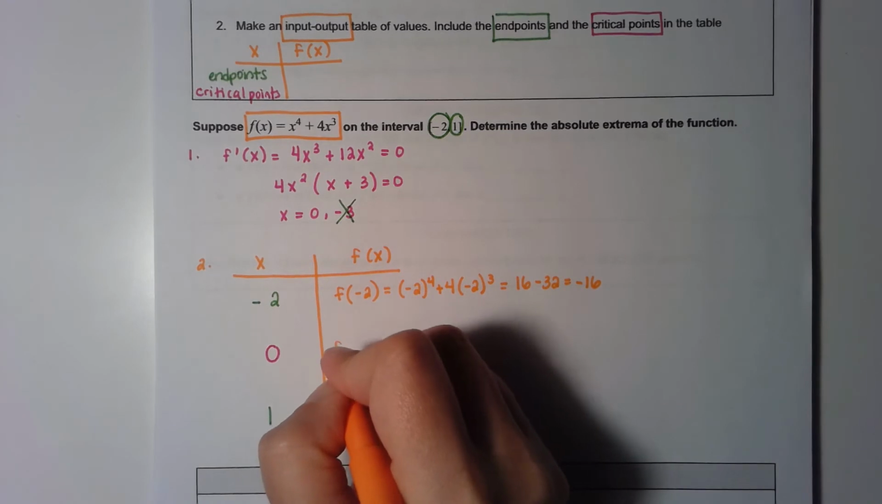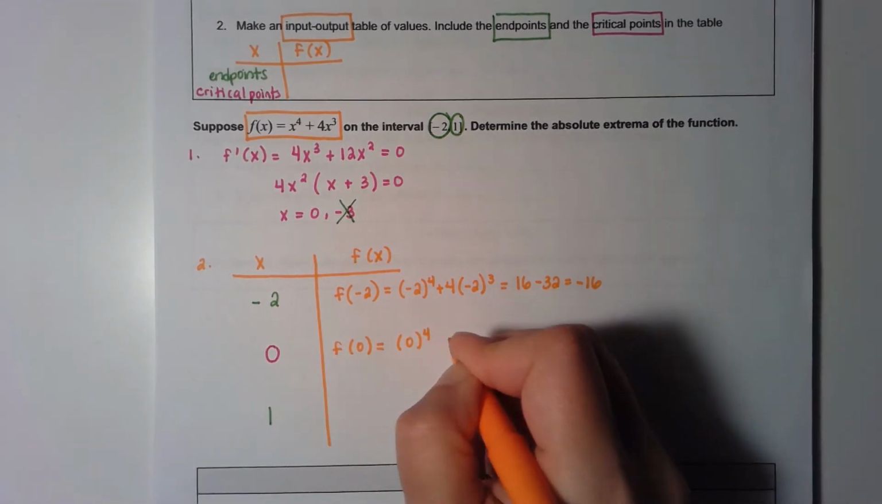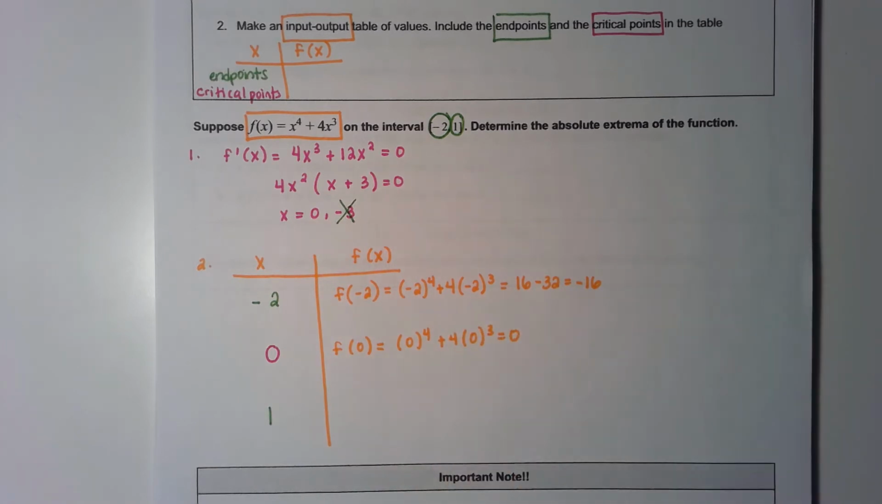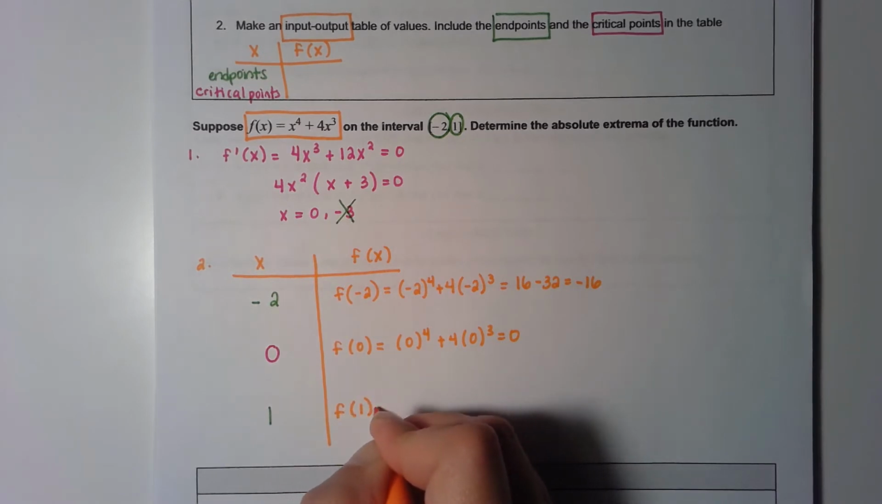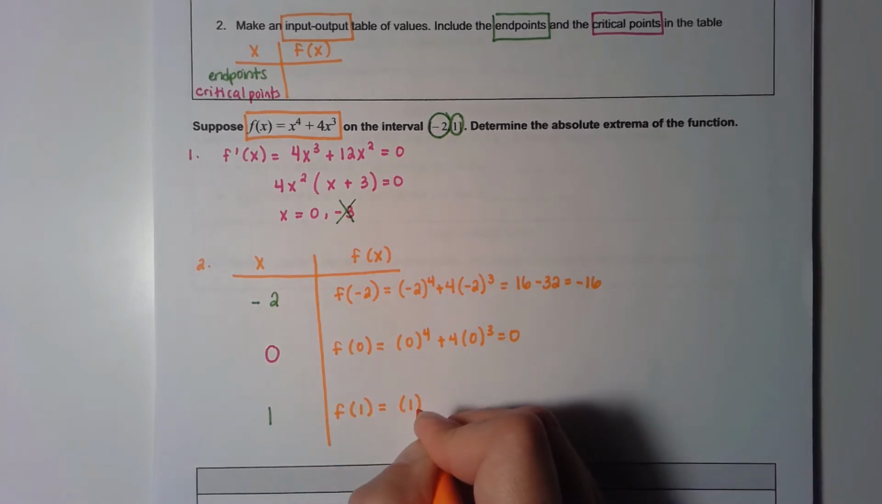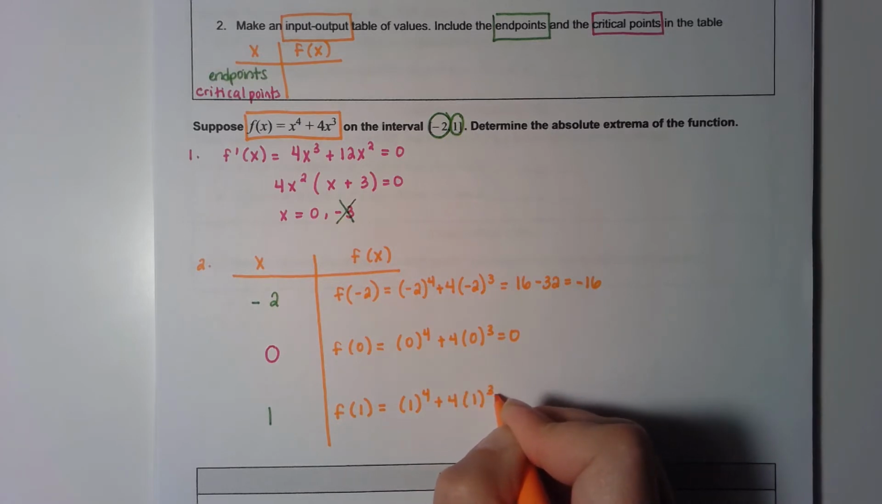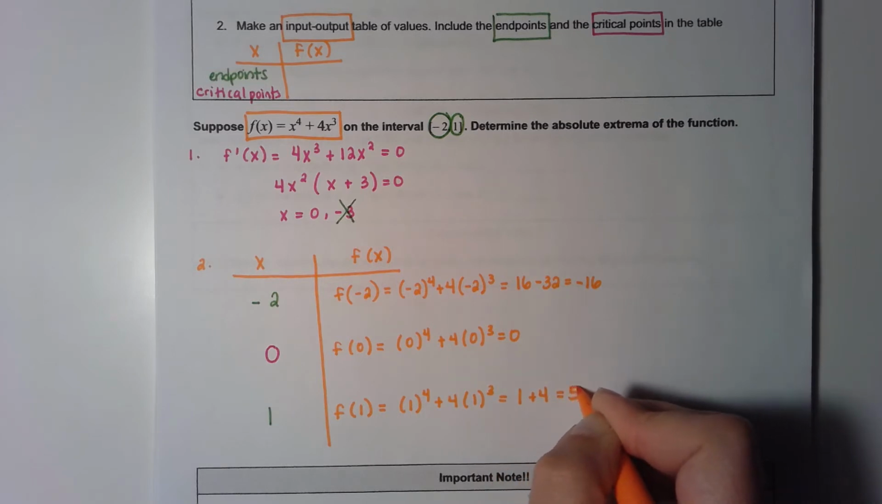To find f of 0, I'm just going to plug in the number 0. So I'm going to have 0 to the fourth power plus 4 times 0 cubed, which is 0. And lastly, I'm going to plug in the number 1. So f of 1 would be 1 to the fourth power plus 4 times 1 to the third power, which is going to be 1 plus 4, which is 5.